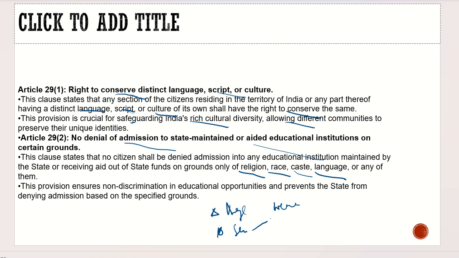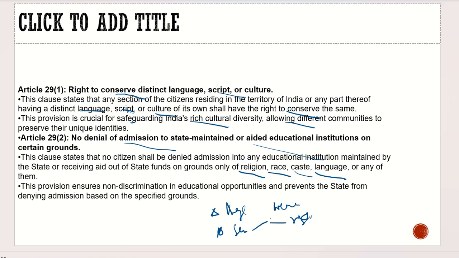So this is Article 29. In a nutshell, Article 29 has two clauses. The first one is the right to conserve distinct language, script or culture. You have the right to conserve it. And Article 29(2) says no citizen shall be denied admission into any educational institute maintained or aided by the state. On what grounds? Religion, race, caste, language, or any of them. But can you be denied admission on the basis of age? Yes. On the basis of sex? 100%. On the basis of residence? 100%. So this is Article 29. I hope you understood it. Very small, very easy to understand.